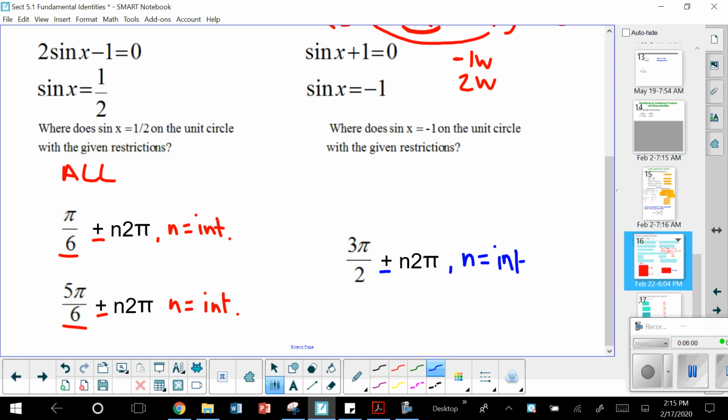The one thing that people usually miss on our upcoming assessment is they don't read the directions. Am I restricted to one time around the circle, or does it say all, where I could go around as many times as I need to? Anytime it says all, you're going to want to put the plus or minus 2n pi, or n times 2 pi, whatever, and then n is integers.